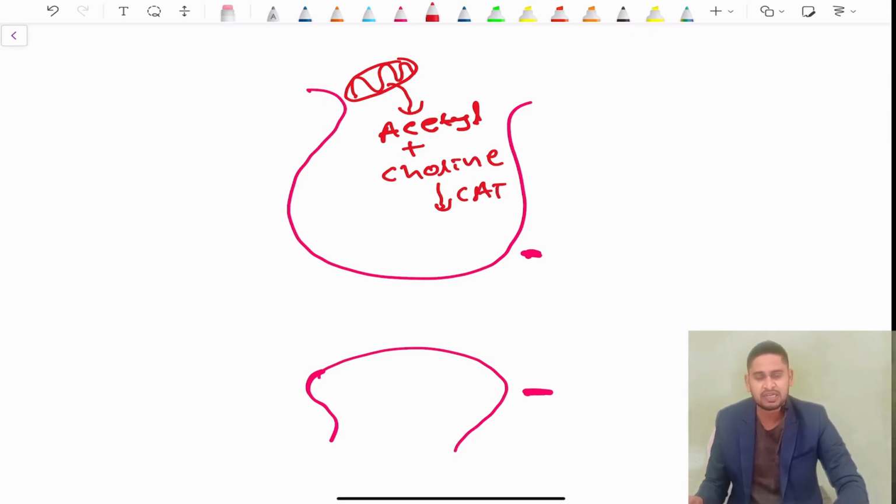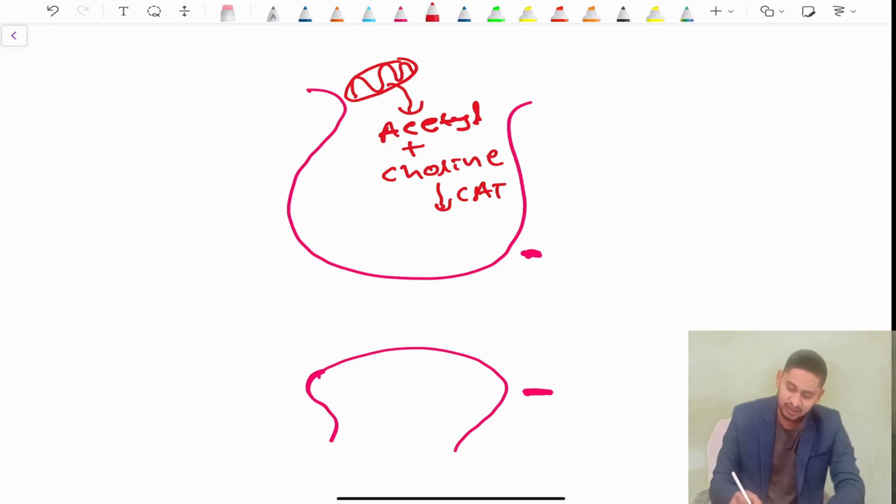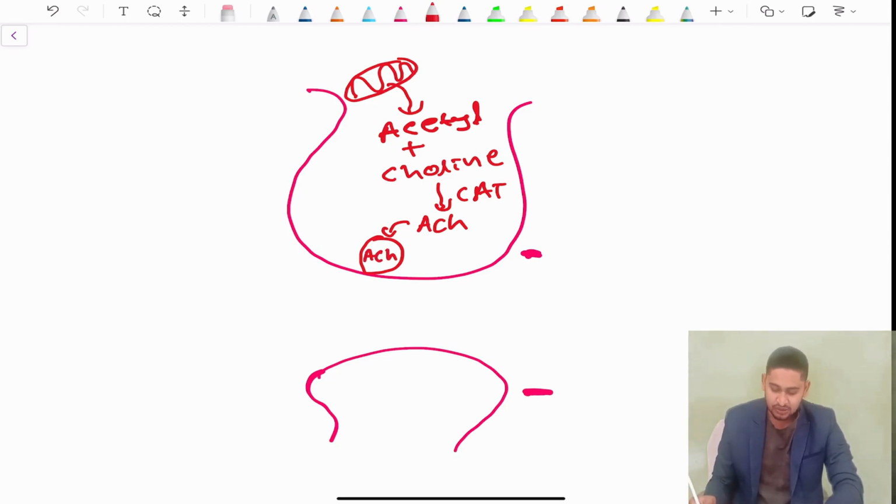This enzyme forms the ester bond between the acetyl group and the choline group, right? So the acetyl group and choline group get merged with the ester bond and form the product called acetylcholine. This synthesized acetylcholine is stored in particular vesicles, called storage vesicles of acetylcholine, in the neurons, right?